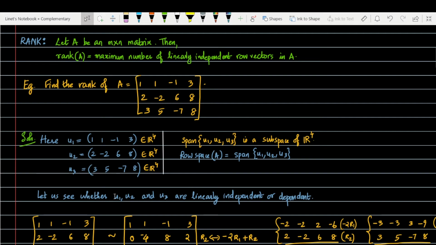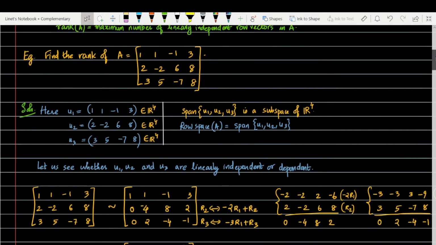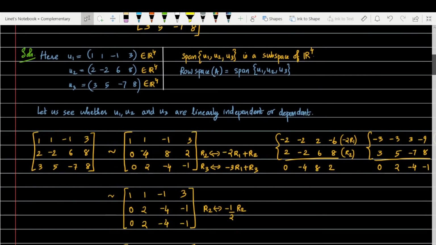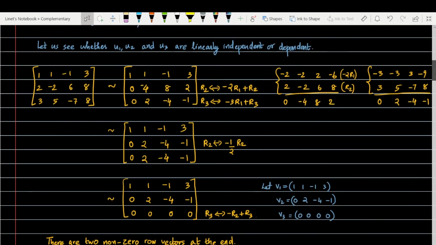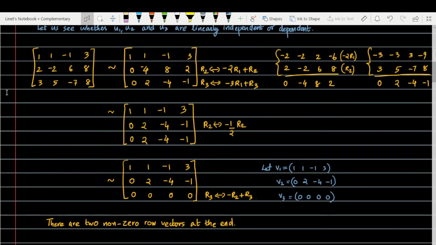Now let's see whether u1, u2, u3 are linearly independent or dependent. For that we are going to use a technique, which is nothing but row operations, which we had discussed in the earlier lecture. So you take the matrix with rows 1, 1, minus 1, 3; 2, minus 2, 6, 8; 3, 5, minus 7, 8, and then transform it to a row reduced echelon form.